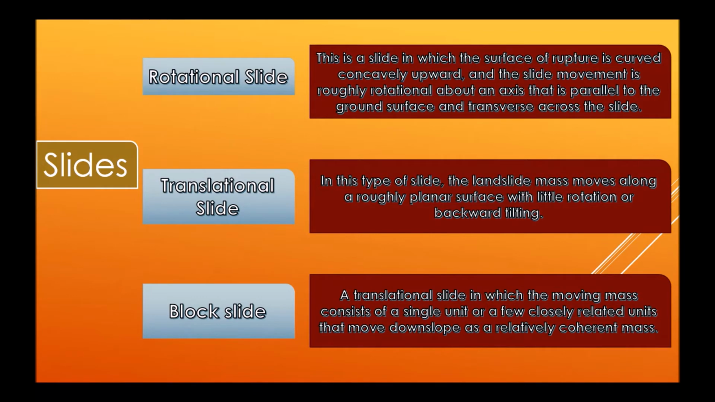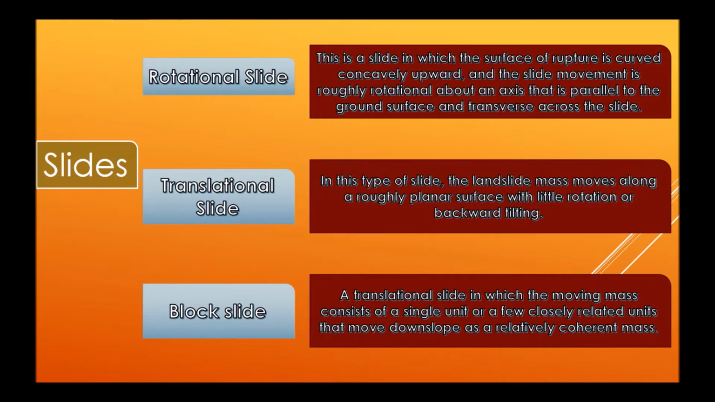So first is slides. The first one is the rotational slide. This is a slide in which the surface of the rupture is curved concavely upward and the slide movement is roughly rotational about an axis that is parallel to the ground surface and transverse across the slide. Translational slide. In this type of slide, the landslide mass moves along a roughly planar surface with little rotation or backward tilting.